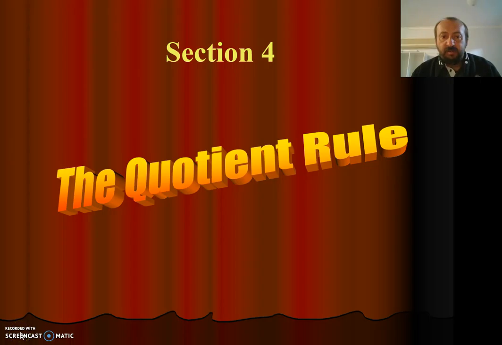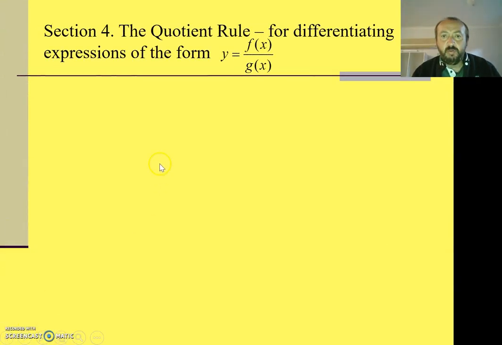The last of our rules here is the quotient rule, and that's for functions of the form y equals f of x over g of x. The product rule was for functions that look like y equals f of x times g of x. The chain rule was for functions of f of g of x, and the quotient rule is for functions of the form y equals f over g.